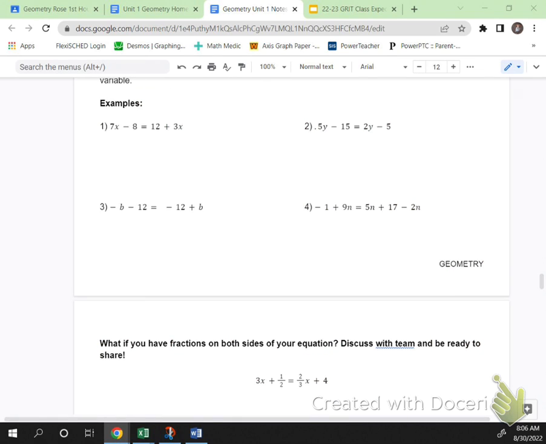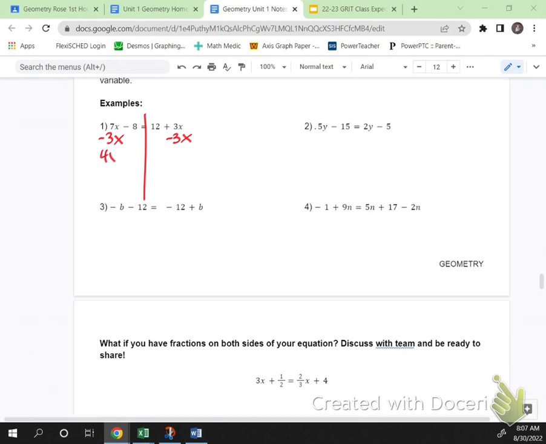Number 1, I've got variables on both sides. So the first thing I need to do is get them together on one side. What do you want to do? There's a couple different ways to get this started. Caden, tell us the first step, sir. Subtract 3x from 12 plus 3x. Okay. And do it on the same side. Great. We're going to do that on both sides.